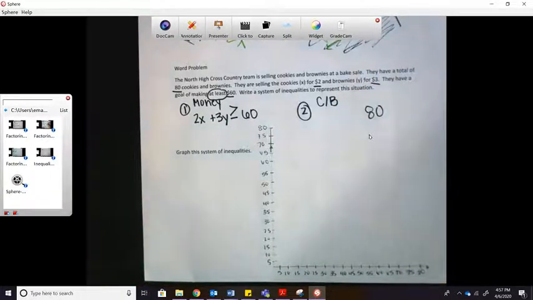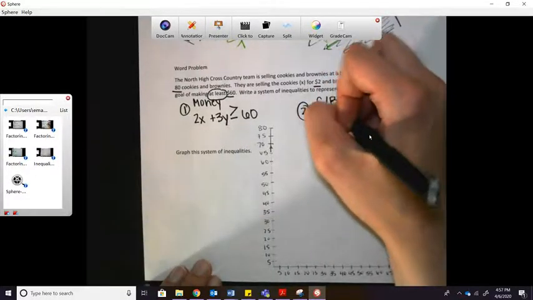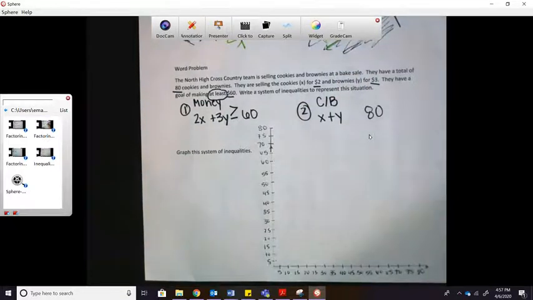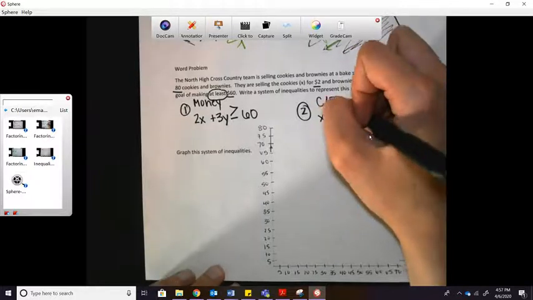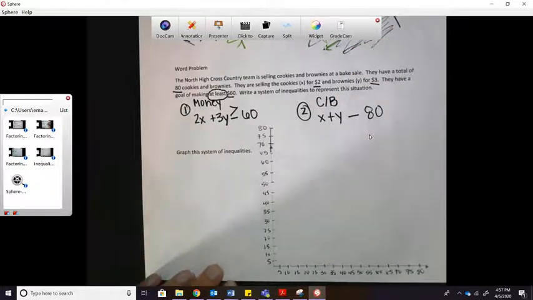For the cookie and brownie equation, we know we have 80 cookies and brownies. But we don't need a number in front of x and y with this one because we're just talking about the total of cookies and brownies. We're not talking about how much they cost. So that's just x plus y. We only have 80. So we can be equal to 80, but we really want to be under that.